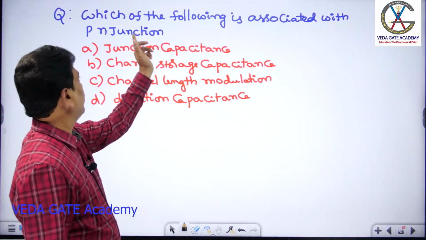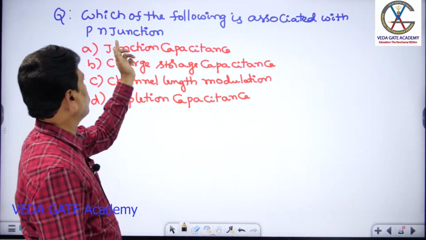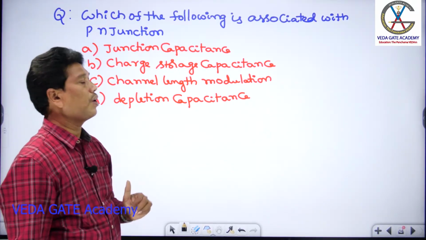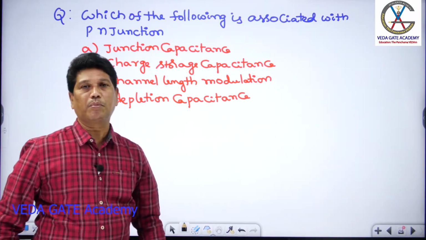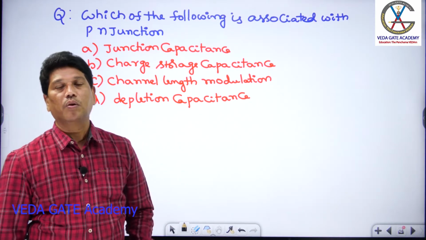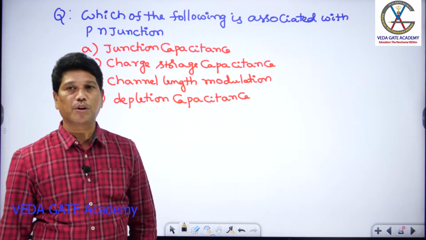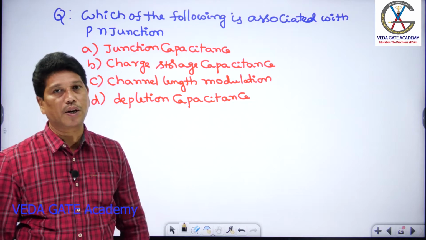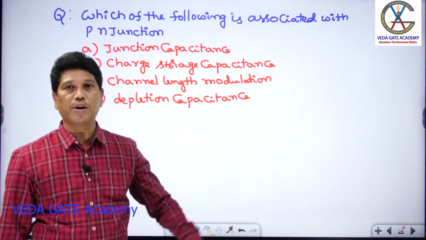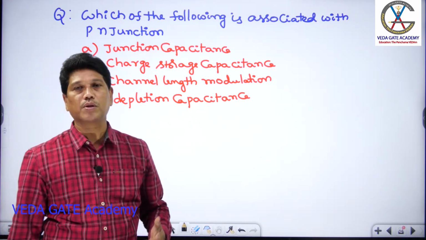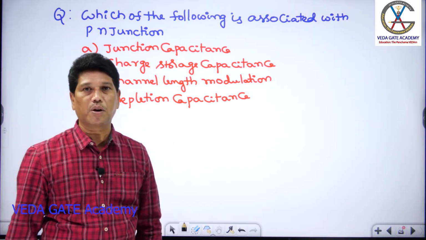Next question: which of the following is associated with the PN junction? This is one more type of question, called an MSQ, multiple select question. It is called a multiple select question when the answer in the given options is more than one. That is now being introduced in GATE 2021. Mostly in multiple select questions, you may have only theory questions.